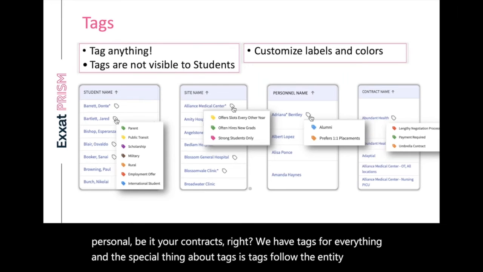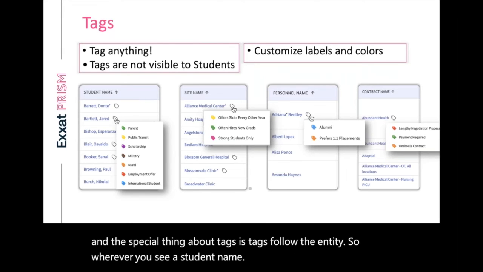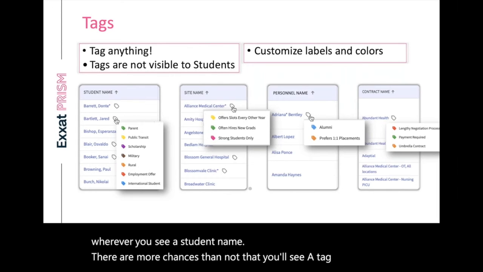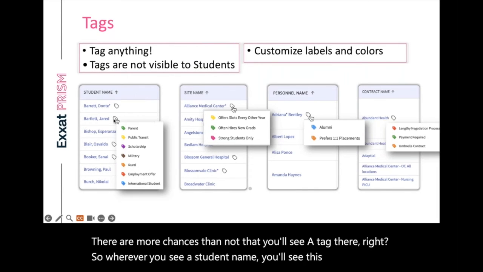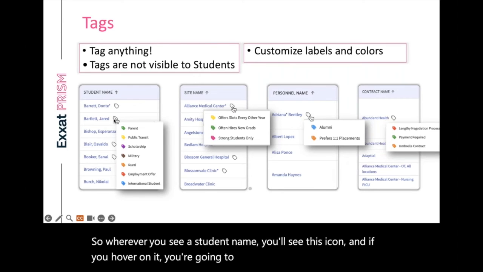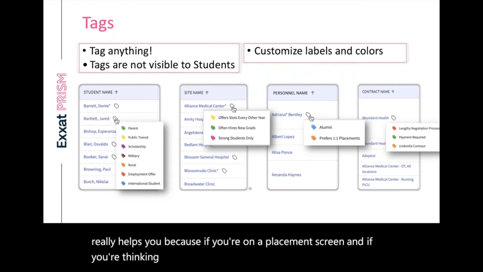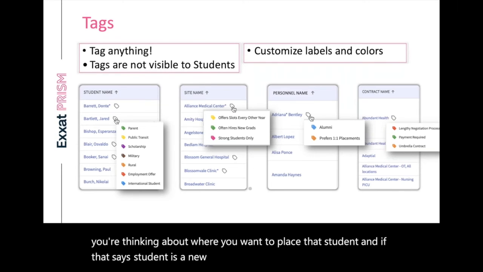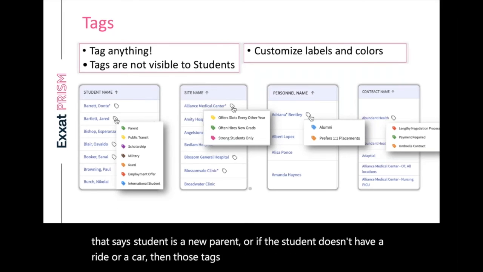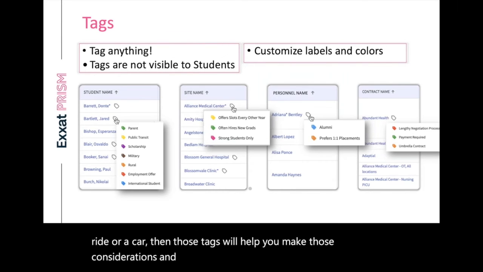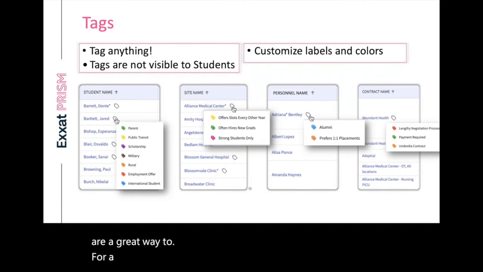So wherever you see a student name, there are more chances than not that you'll see a tag there, right? So wherever you see a student name, you'll see this icon. And if you hover on it, you're going to see the tags for that student. This really helps you because if you're on a placement screen and if you're thinking about where you want to place that student, and if that say student is a new parent, or if the student doesn't have a ride or a car, then those tags will help you make those considerations and make the relevant placements, right? So tags are a great way to, from a tactical management perspective, they come in very handy.